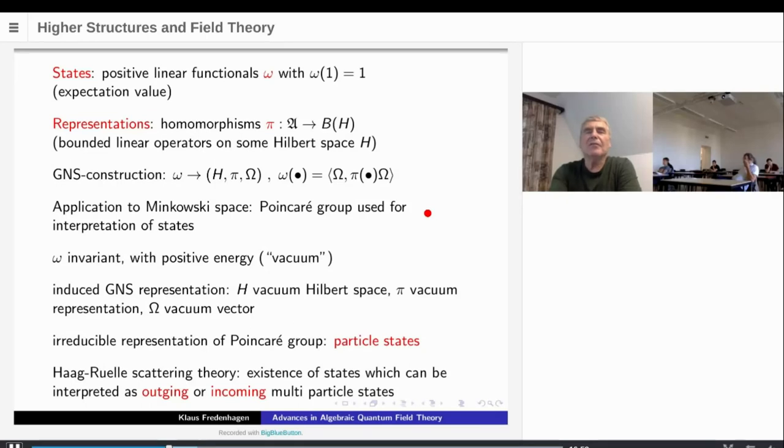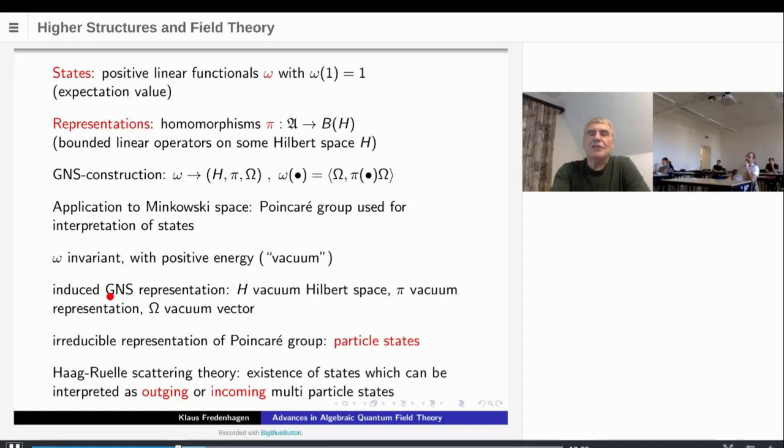Now, when we apply this framework to Minkowski space, which for several years was mainly the only thing that was done, one can use Poincaré symmetry for the interpretation of states. If we have a state which is invariant under the Poincaré group and has positive energy, then we call this state a vacuum. Of course, the name vacuum is a little bit misleading because the state does not say that the system is empty. Actually, we have a lot of activity in the vacuum, as we know from the Casimir effect or from vacuum fluctuations and so on. But traditionally, one calls this a vacuum.